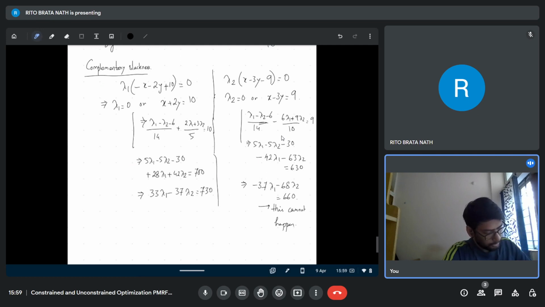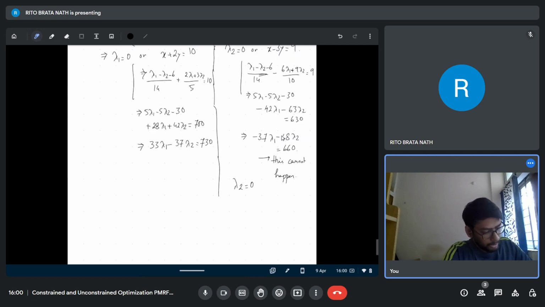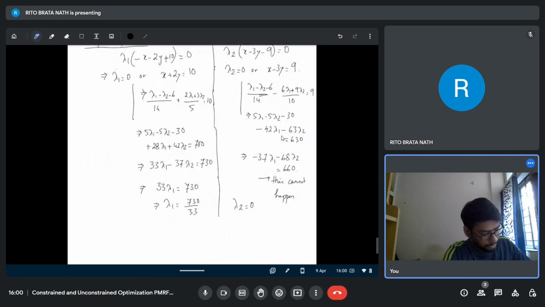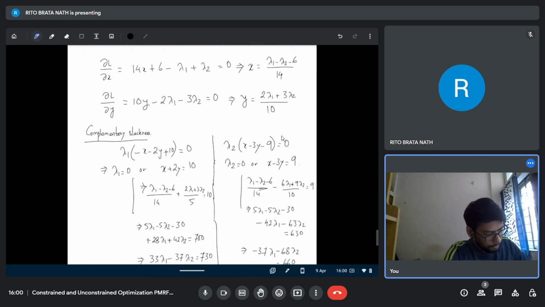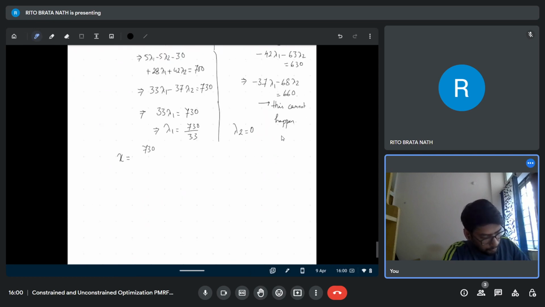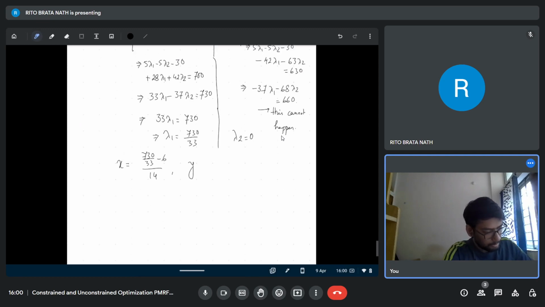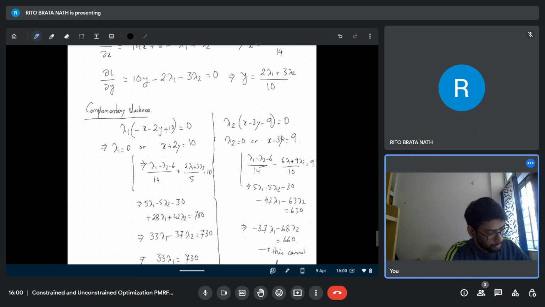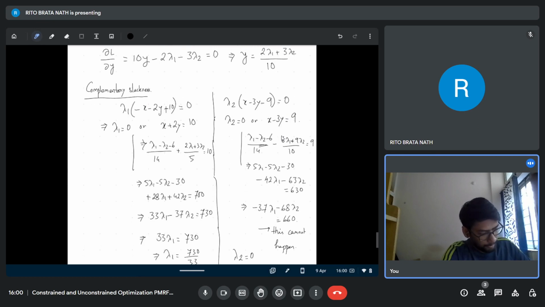So, that means in this case, lambda 2 equals 0, that's confirmed. And that means it's 33 lambda 1 equals 730. And lambda 1 is 730 by 33, which gives you your x and y values. Your x is lambda 1 minus 6 by 14, and your y is 2 lambda 1 by 10 or lambda 1 by 5, right?